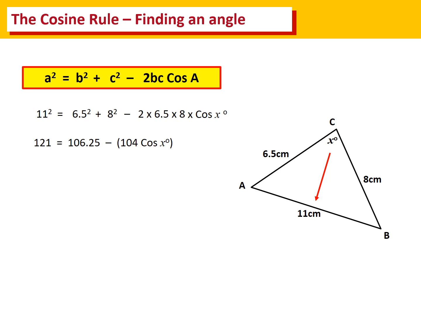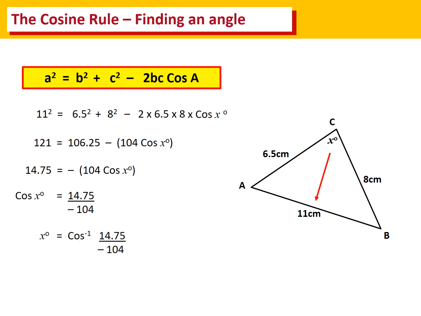11 squared is 121. 6.5 squared plus 8 squared, that's 106.25. And 2 times 6.5 times 8, that's 104. I've now subtracted 106.25 from both sides, so I've got 14.75 left on the left-hand side, and I've got the negative here, negative 104 cosine X. I'm going to divide both sides by that negative 104. I'm going to press Shift cosine, and my final answer is 98.15, which I'm going to round off to 98.2 degrees to 1 decimal place.